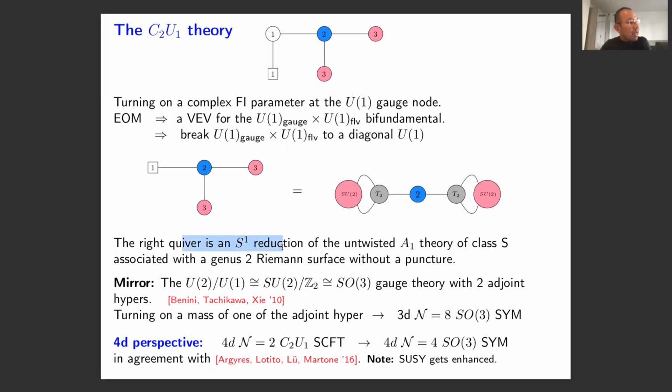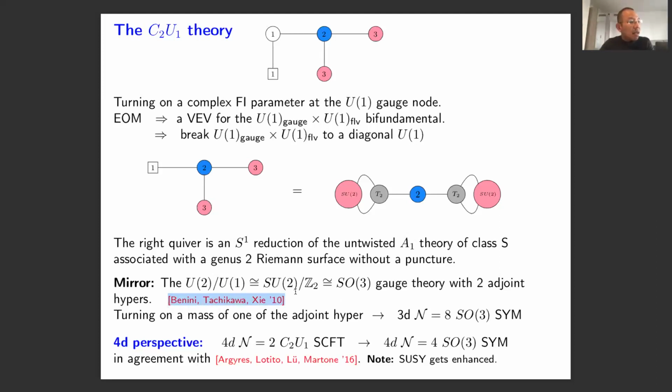Now the right quiver is just the S1 reduction of the untwisted A1 theory on the genus 2 Riemann surface without puncture. Genus 2 because you have these 2 loops basically, and without puncture because you don't have an extra flavor. Now what do you do? You do mirror again because you're in a mirror frame and you want to go to the original frame. You know very well that the untwisted A1 theory with genus 2 is translated into SO3 gauge theory with 2 adjoint hypers. This is a known result.